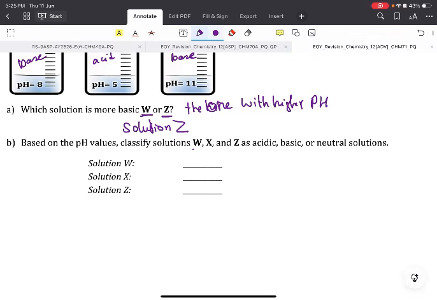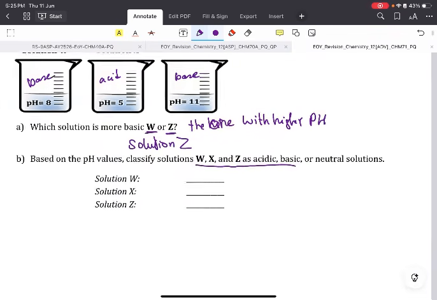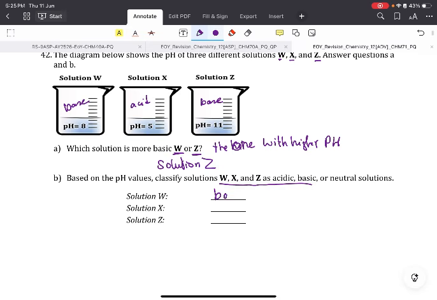Based on the pH values, classify them as acidic, basic, or neutral. So W and Z are the basic, and X is the acidic.